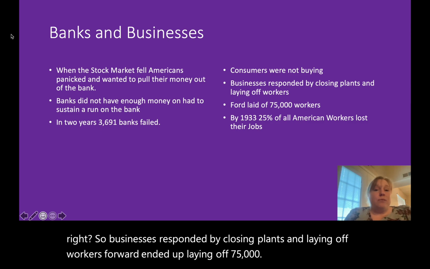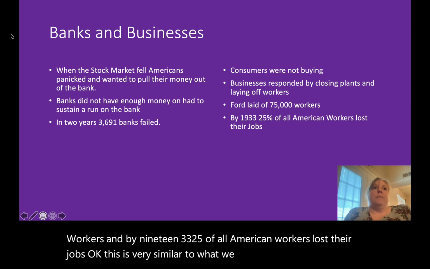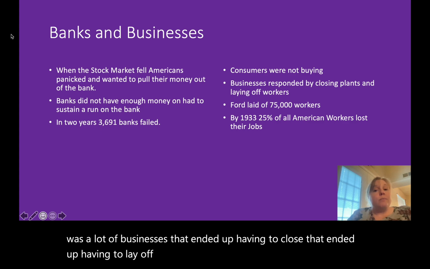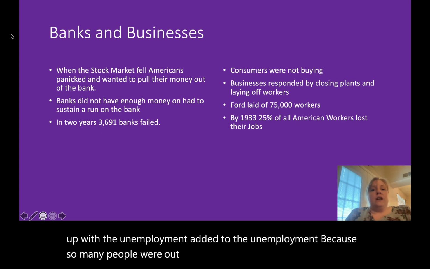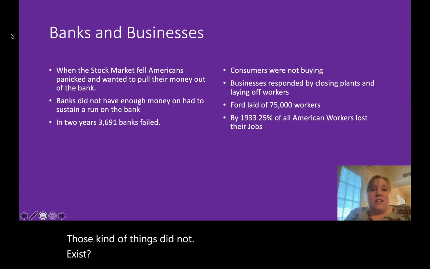And by 1933, 25% of all American workers lost their jobs. This is very similar to what we saw when COVID hit. There were a lot of businesses that ended up having to close and lay off workers, which is why the government added to unemployment, because so many people were out of work. The government wanted to keep people still buying so that the economy could keep working. Those kinds of things did not exist at this time.